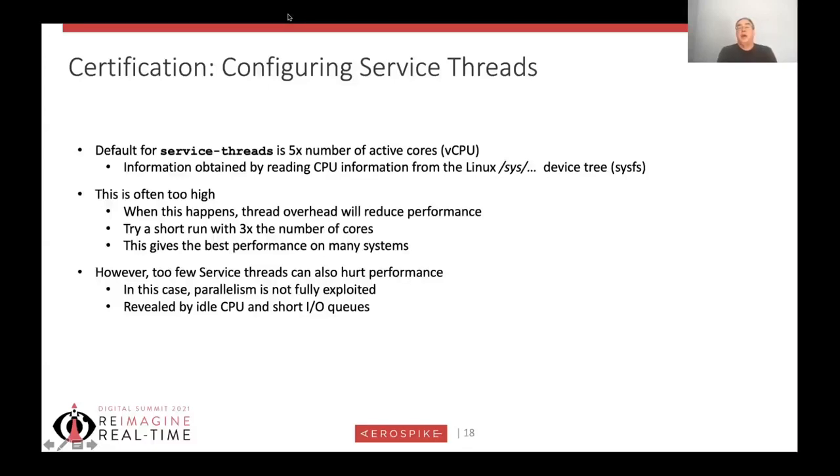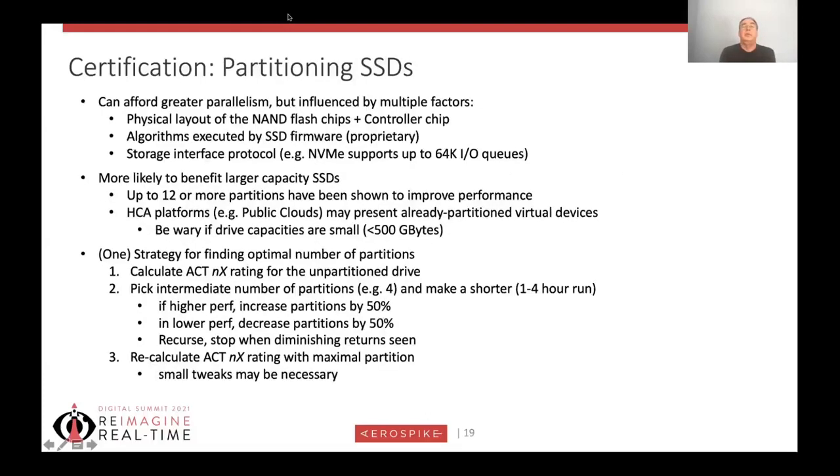But don't just arbitrarily go low as well, because if you go in the other direction, then you're leaving parallelism that you could be exploiting on the table. And you can spot that by looking for a lot of idle CPU and short IO queues.